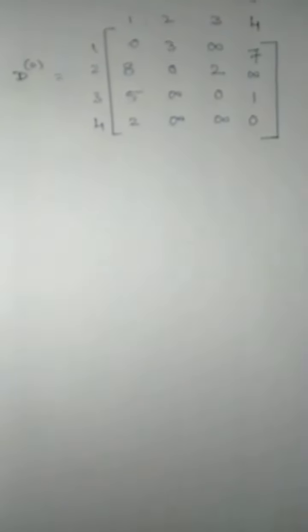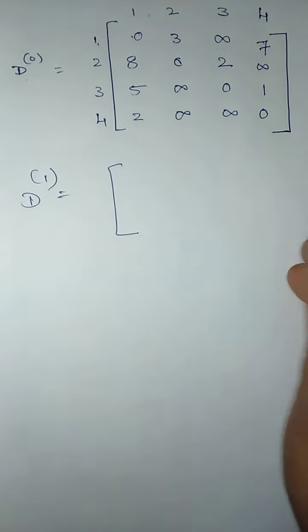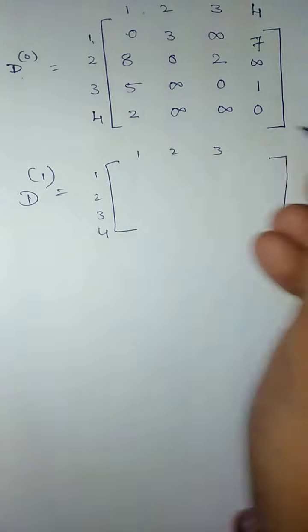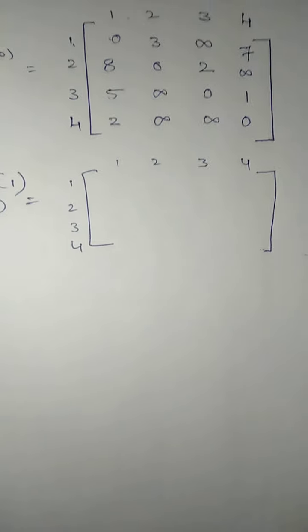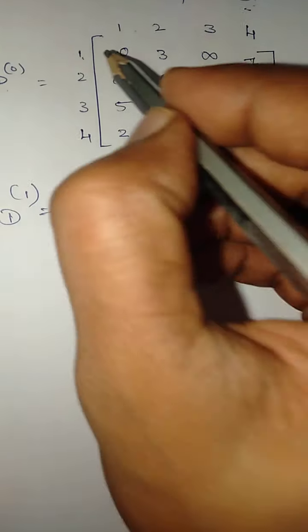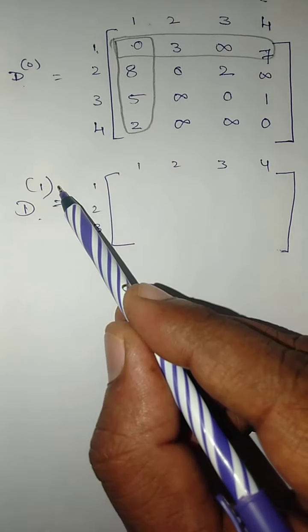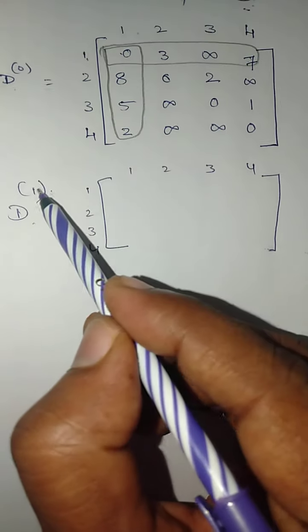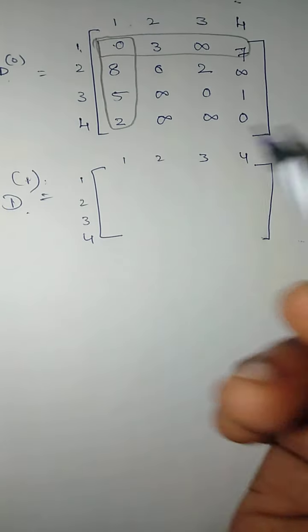Now you have to find the next matrix, that is D1. How is this matrix computed? 1 2 3 4, 1 2 3 4. As we did for the transitive closure, similarly we have to consider the first row and the first column. Now what does D1 indicate? All the shortest paths from every vertex to every other vertex using 1 as the intermediate vertex.